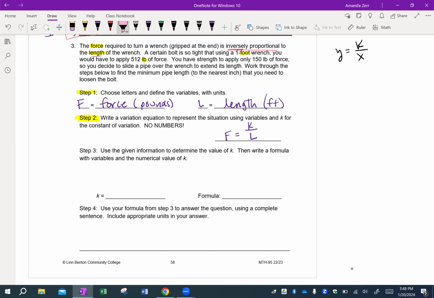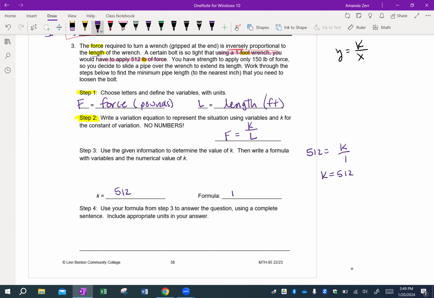So let's see, a certain bolt is so tight that with a 1 foot wrench, you'd have to apply 512 pounds of force. So my force would be 512. I don't know K, but I know that the length is 1 foot. All right, so K is 512, right? Because that was just divided by 1. So K is 512.